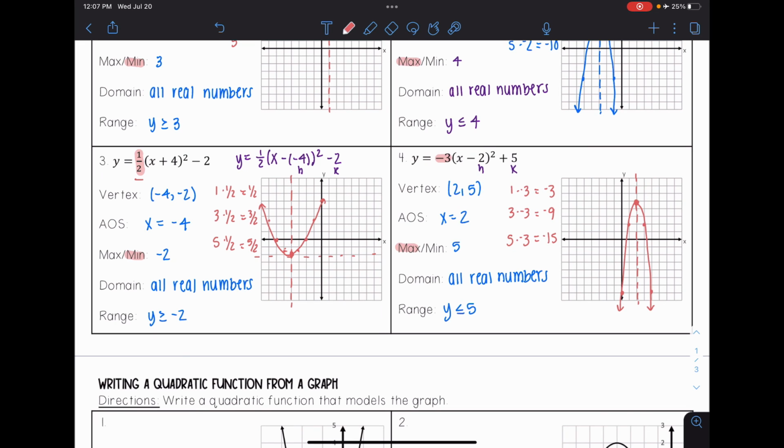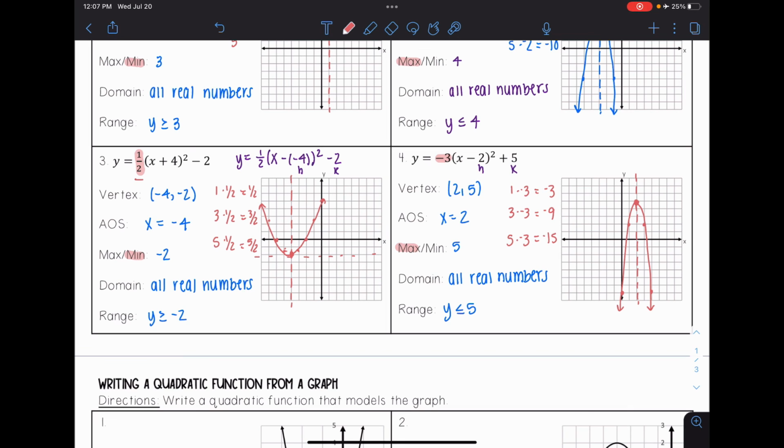So this is the answer that you should have gotten for number 4. You should have gotten that your vertex was 2, 5. Axis of symmetry is x equals 2. This one was a maximum because my a value, negative 3, is negative, and the value of it is 5, since that's the y value of my vertex. Domain, always all real numbers. Since this one is a maximum, my range is y is less than or equal to 5, because that is the biggest that my y value gets.